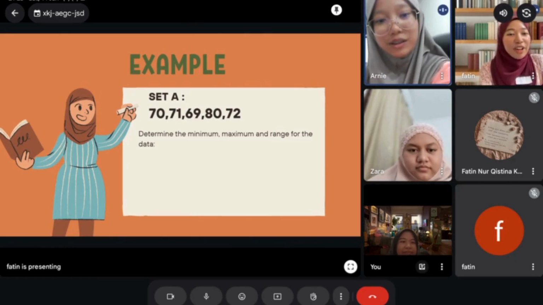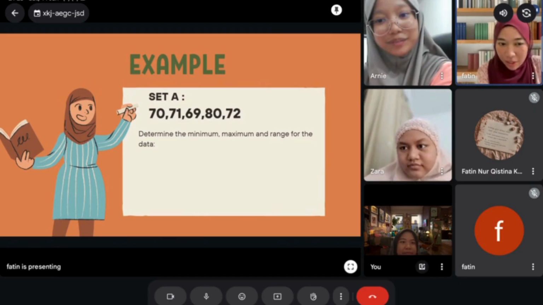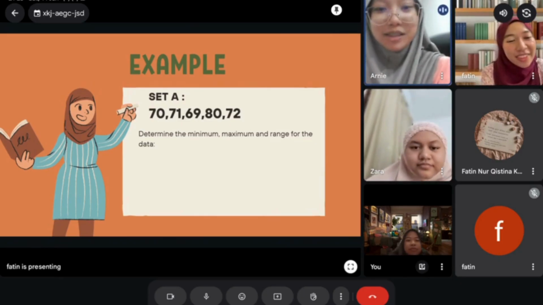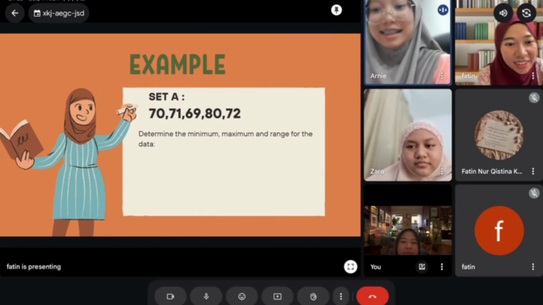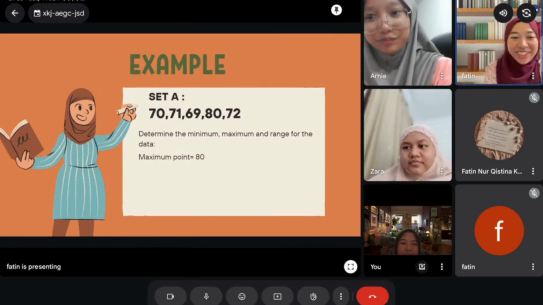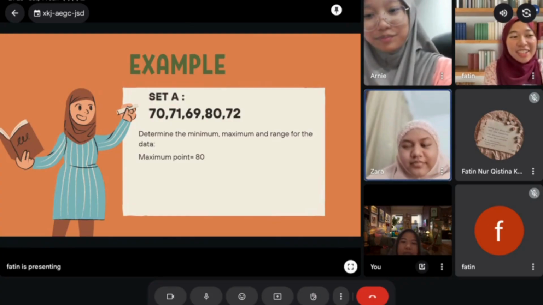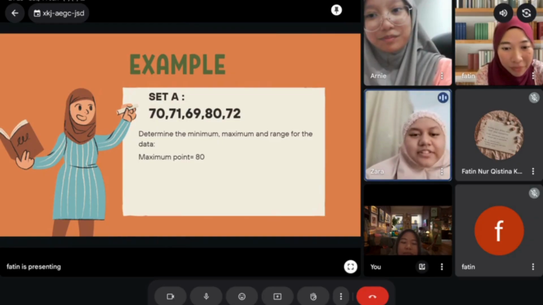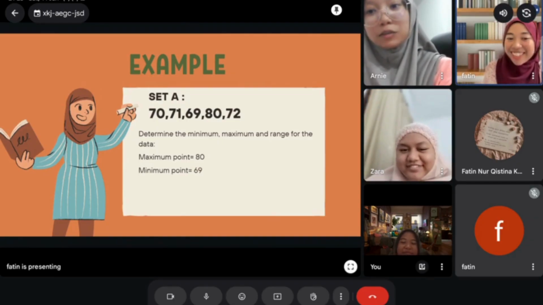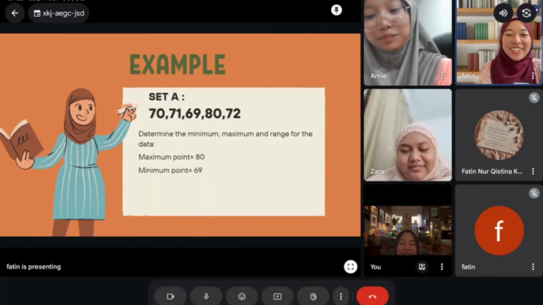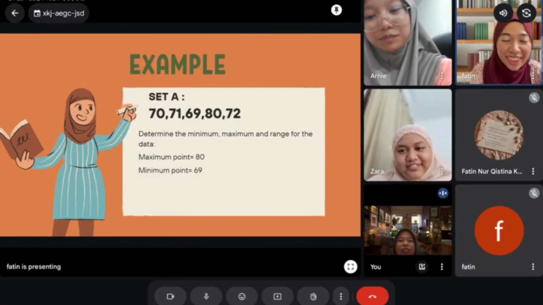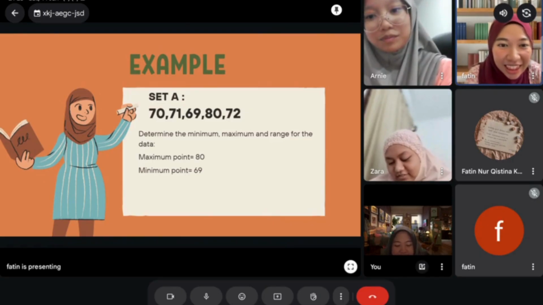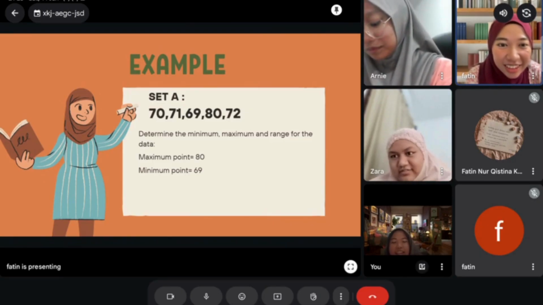Okay. All right. So we start with maximum value. So the maximum value is 80. That's correct. Good, Arni. Okay, then minimum value. So the minimum value is 69. Wow, that's correct, Zara. And the last one, Fatin. So the range of this data is 11.